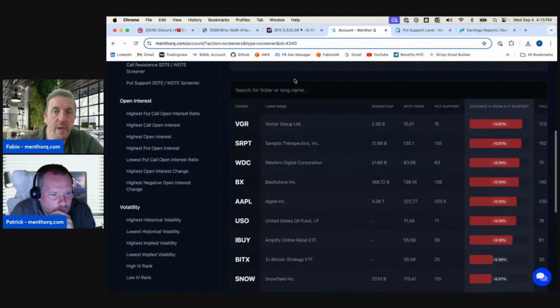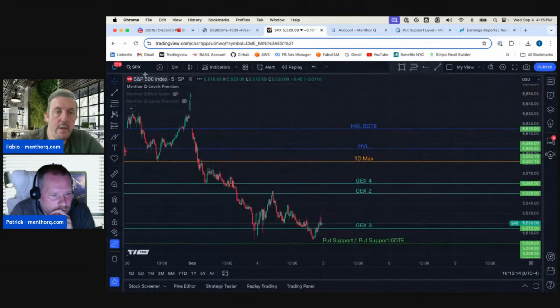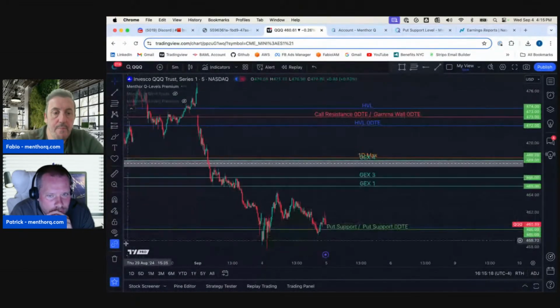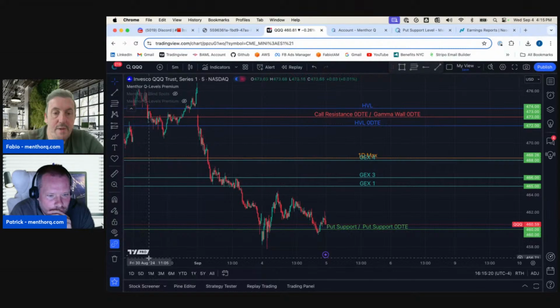Very, very easy. And then we can go back to our chart and start plotting our levels and see what happens, right? So as you can see, put support, you saw this in the screener. We saw the QQQ in this case opening below the put support, a big reaction zone here. So very, very, let's put it here.